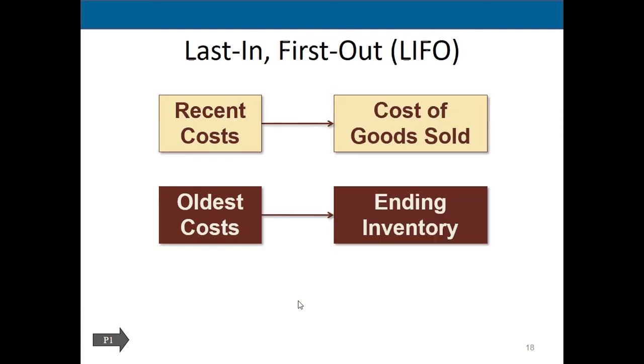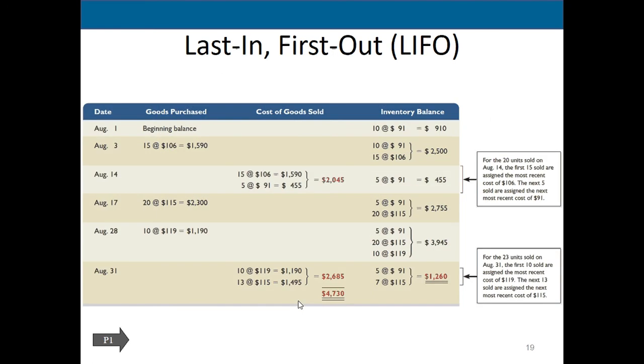Last in, first out does the exact opposite. It means that the latest items that we put on the shelf, the most recent items we put on the shelf, are the ones that we're going to cost out first. The oldest costs are going to be what's in our ending inventory. So same data. Nothing has changed August 1 and August 3.